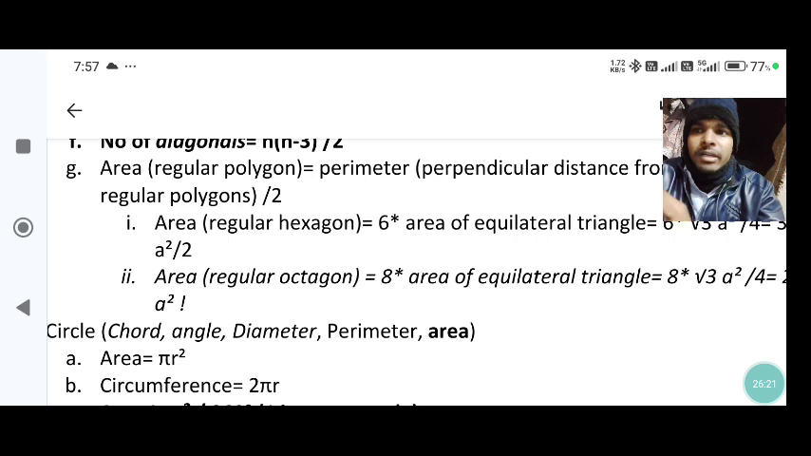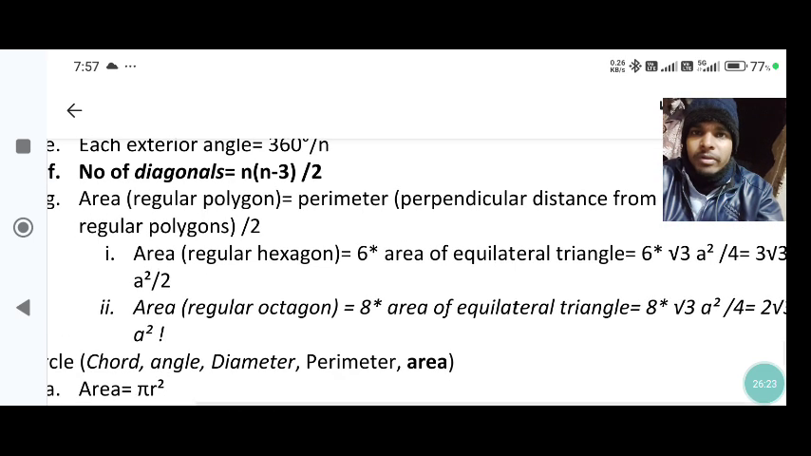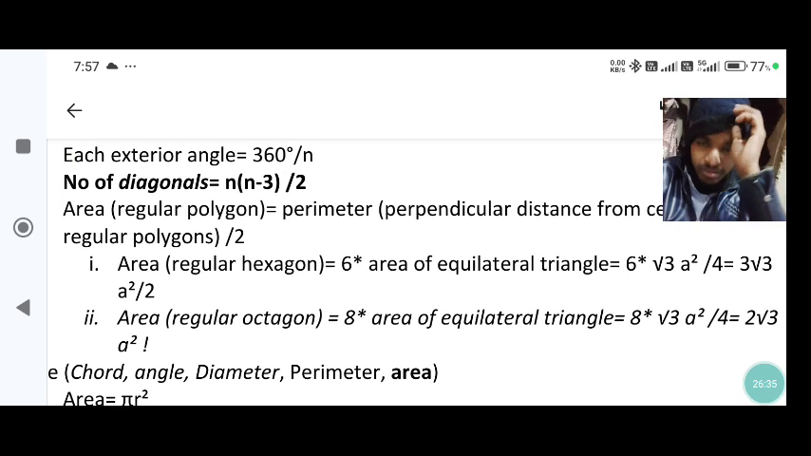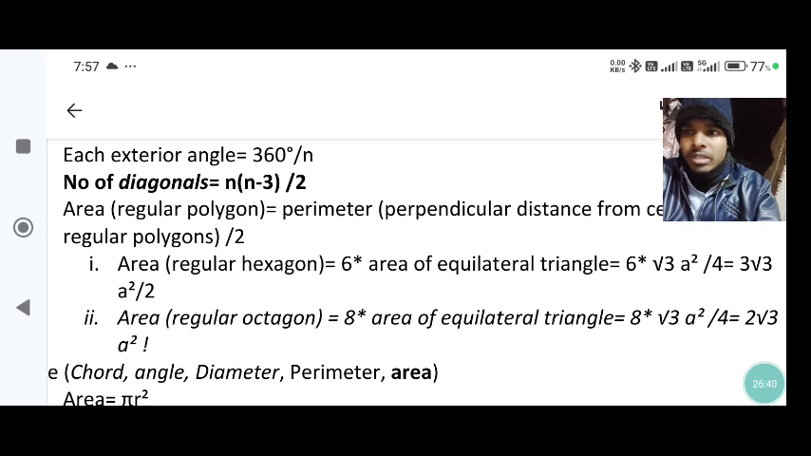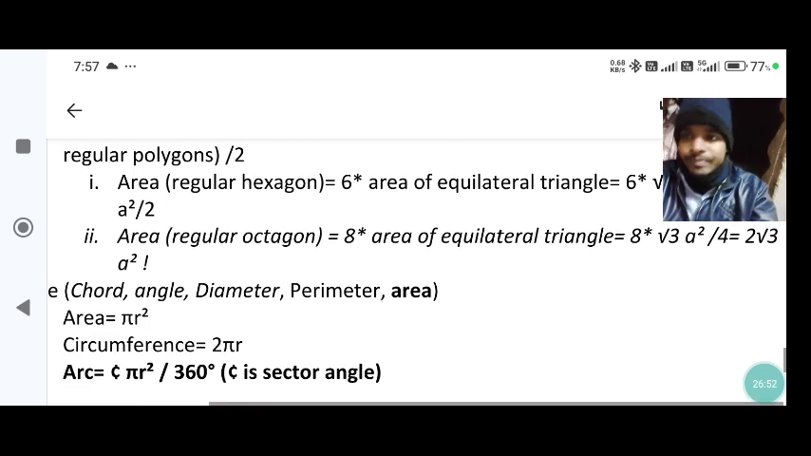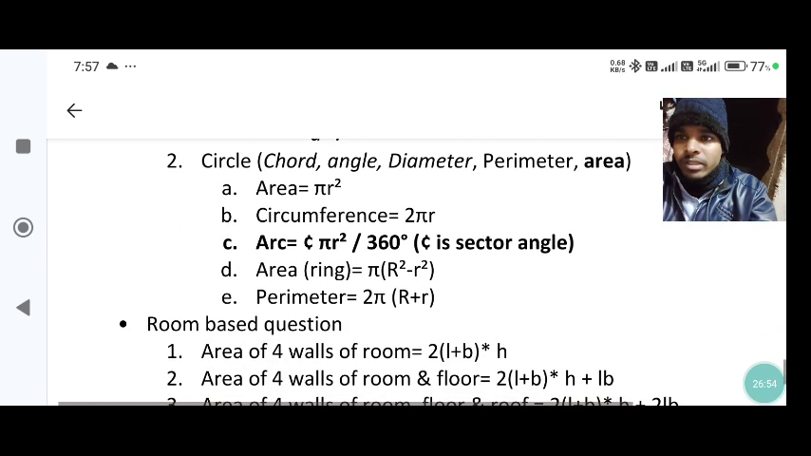Also the area of a hexagon, which is a regular polygon, which has 6 sides. It has 6 equilateral triangles. So the area will be 6 into the area of an equilateral triangle, which is 6 into root 3 by 4 a square. So it will be 3 root 3 a square by 2. Similarly, the area of a regular octagon will be 8 into the area of an equilateral triangle, 8 into root 3 by 4 a square.